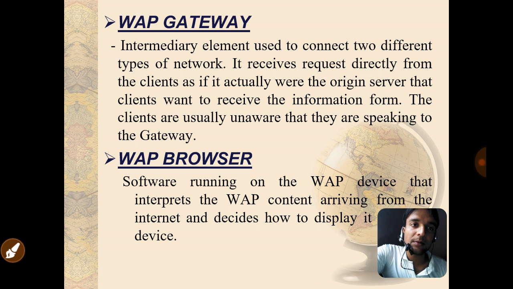And the web browser: there must be one web browser. What is a browser? A browser is something which enables you to connect to the internet, like Mozilla or Google. So there must be some browser installed even on WAP enabled handsets. That is called the web browser.